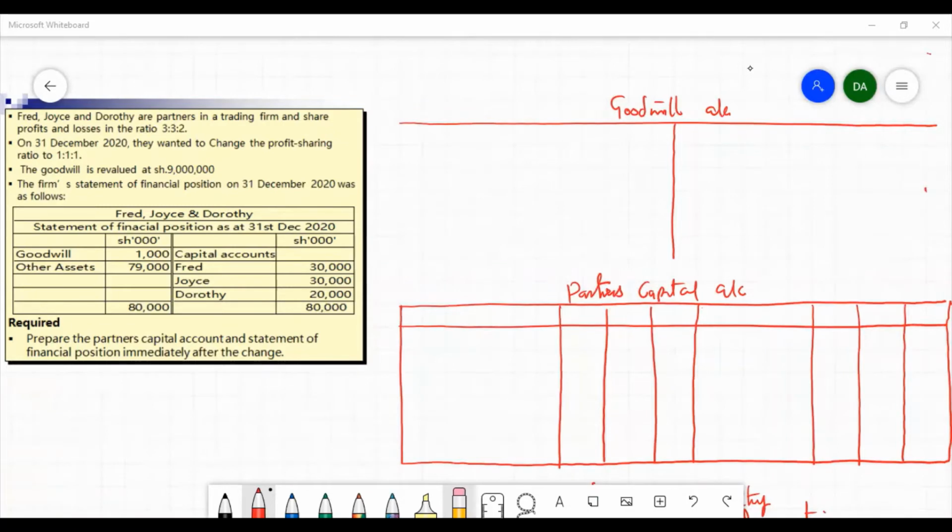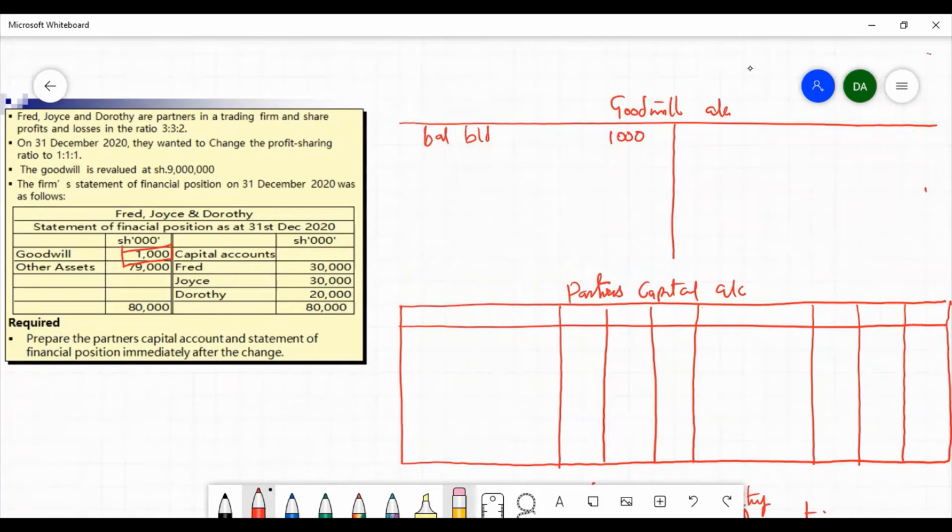If goodwill account is to be created, then goodwill is debited in goodwill account, beginning with the balance brought down, which is equal to 1 million. As you can see, balance brought down for goodwill is 1 million. Then, when the change is taking place, goodwill was revalued at 9 million. That is to mean the value of goodwill has increased from 1 million to 9 million. Increase in goodwill is 8 million.